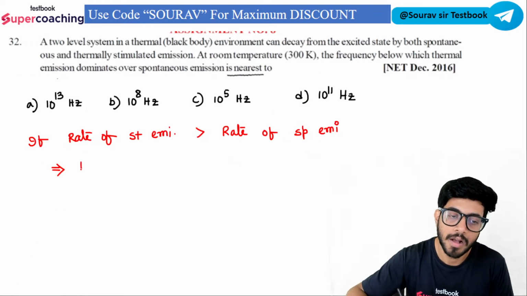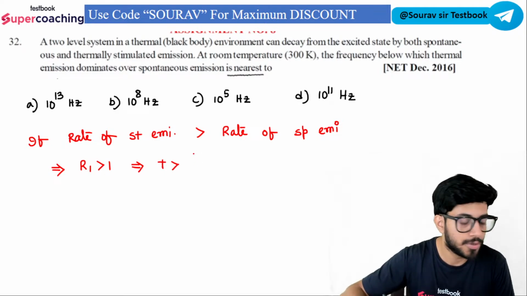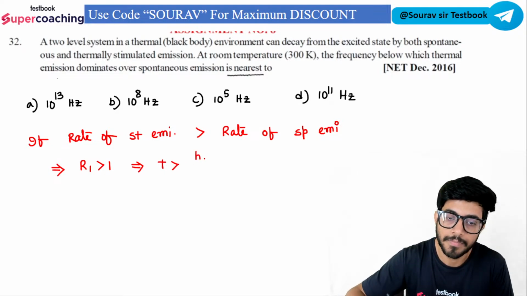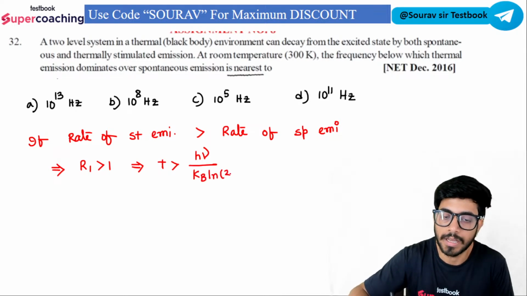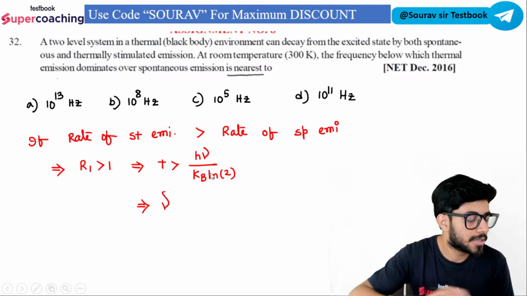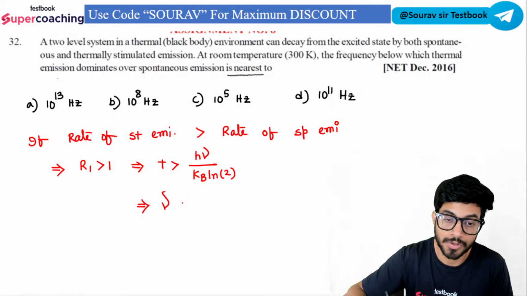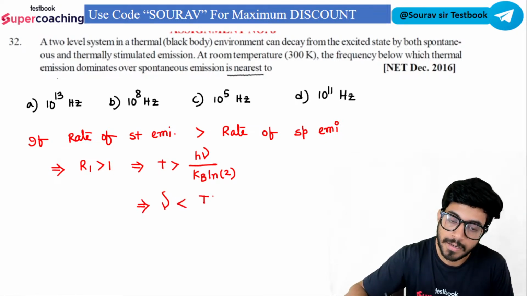Here R1 should be greater than 1, that implies T should be greater than h nu by k_B ln 2. So from here, what value of nu can I write? T k_B ln 2 by h, nu should be less than T k_B ln 2 divided by h.